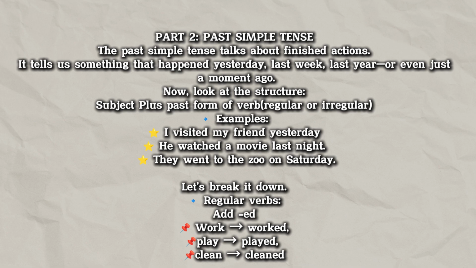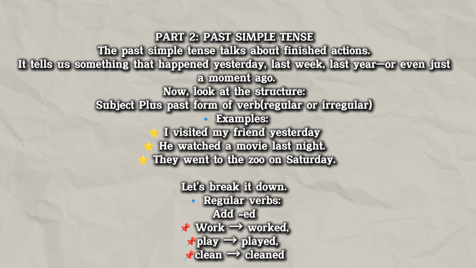Part 2. Past simple tense. The past simple tense talks about finished actions. It tells us something that happened yesterday, last week, last year, or even just a moment ago. Now, look at the structure. Subject plus past form of verb, regular or irregular. Examples. I visited my friend yesterday. He watched a movie last night. They went to the zoo on Saturday.